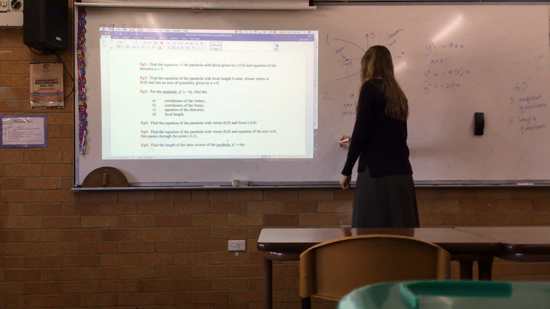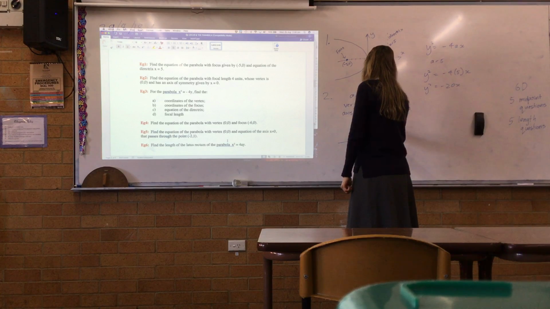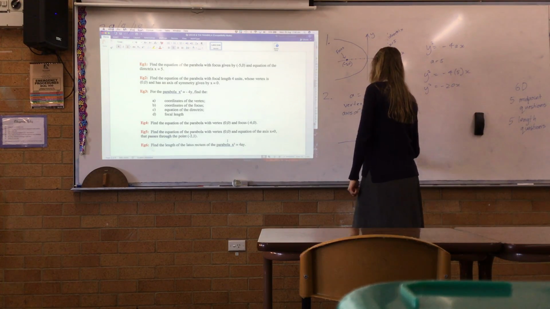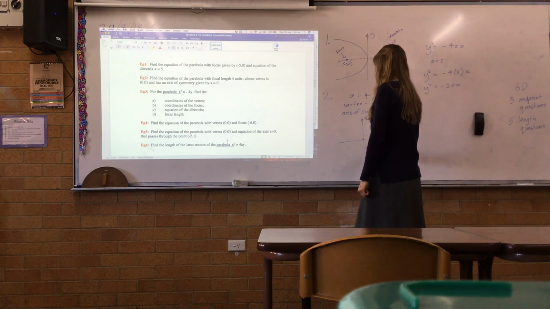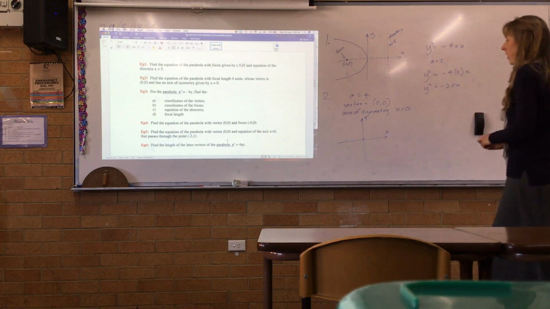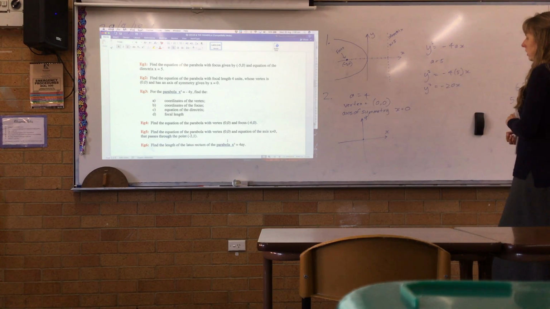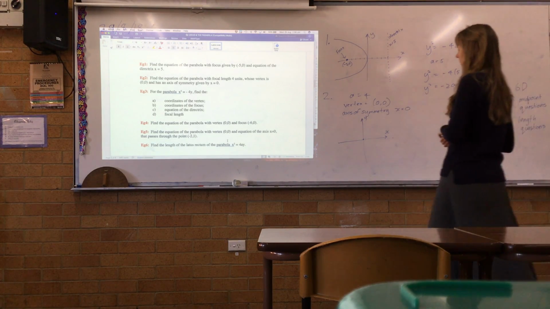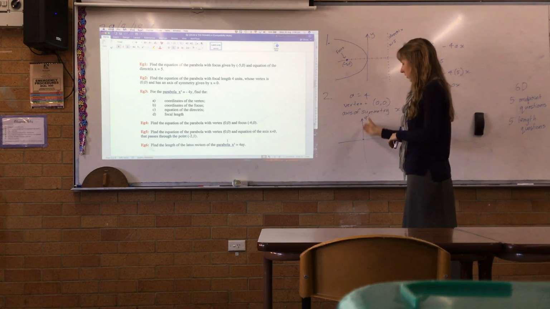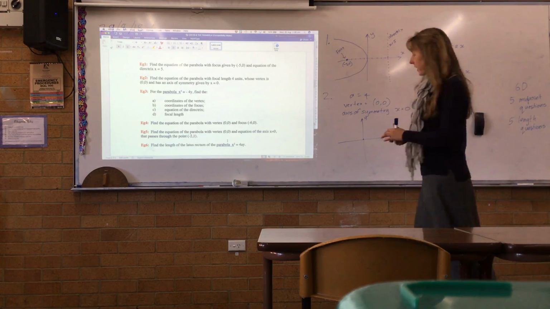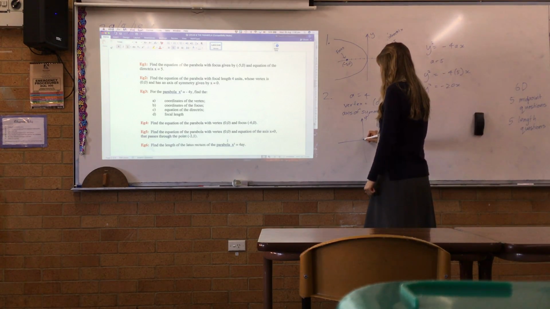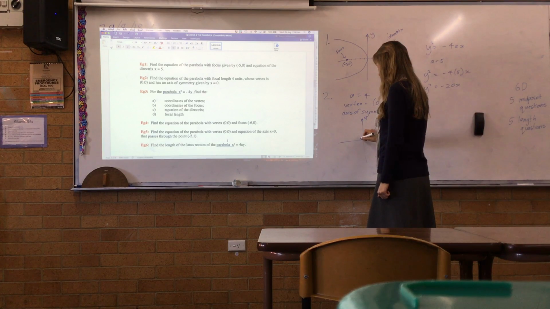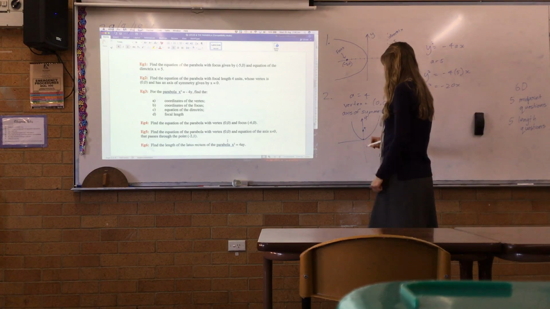So, y, x. It's got its vertex there. The axis of symmetry is x equals 0, so that is this line here, or the y-axis. That's the axis of symmetry. It's going to be like this, and its focus would be here at 4.